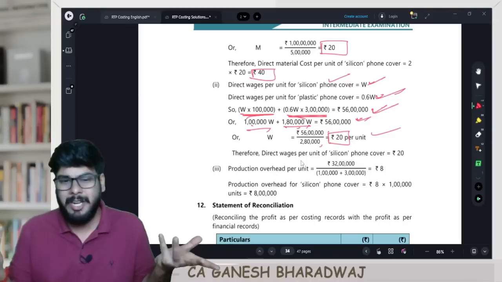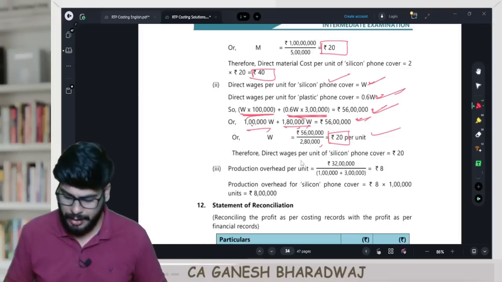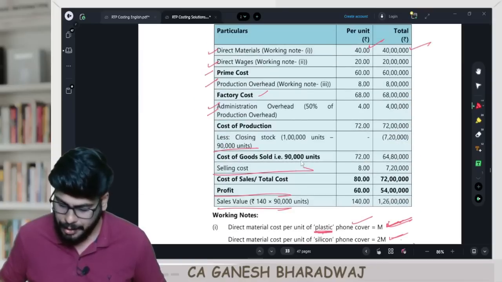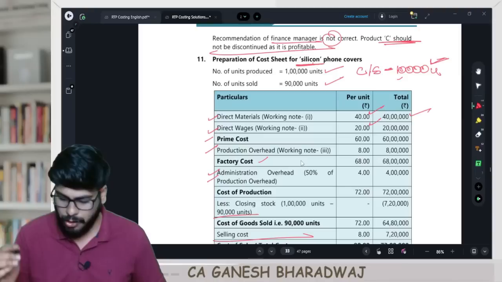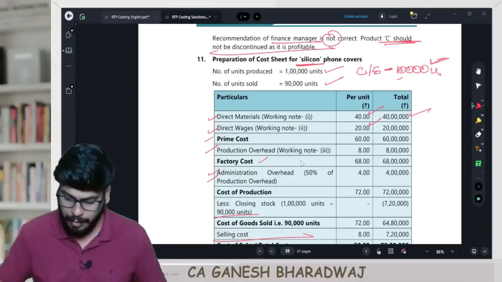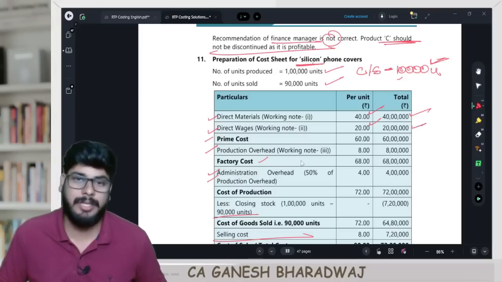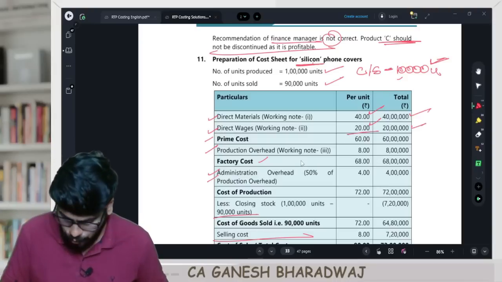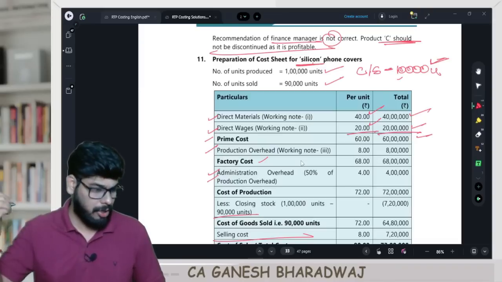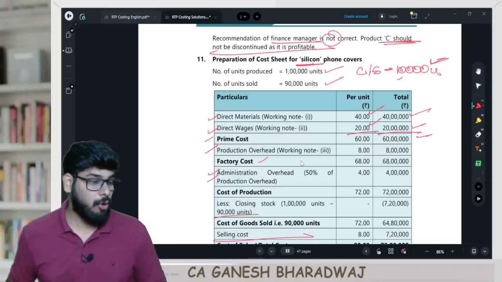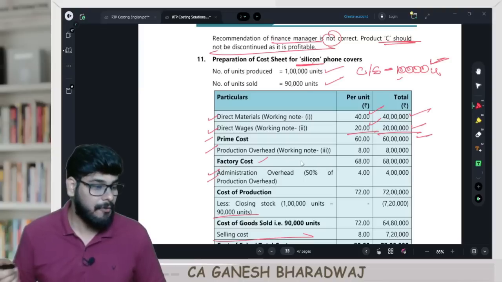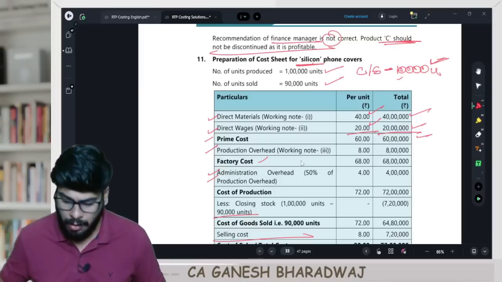For plastic, we need not calculate because it is not asked in the question. So directly you can just go up and update it here. 20 rupees is the direct wage cost per unit of silicone phone cover. So 20 into 1 lakh units is 20 lakh rupees. You add up the two, 40 and 20, and 60 lakh rupees is going to be the total prime cost. The next one, the production overhead per unit was at the same rate for both types of phone covers. So now how will you do this?